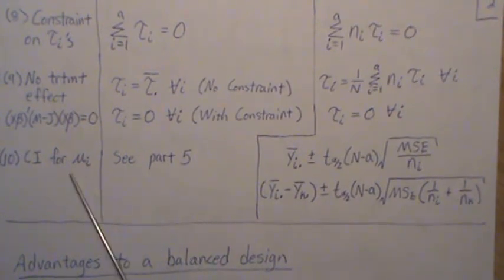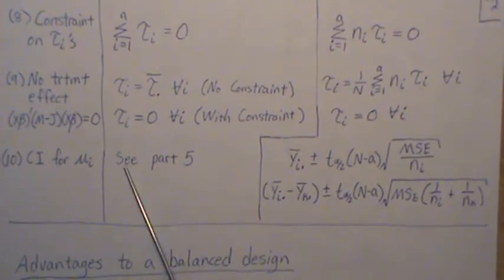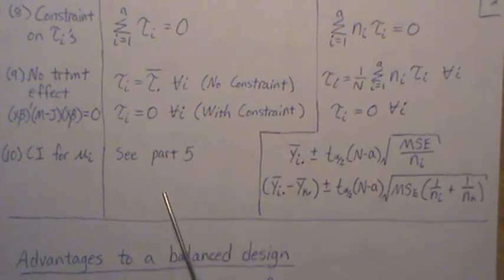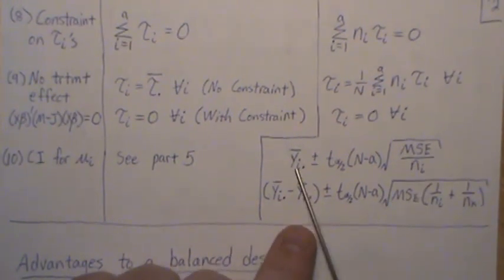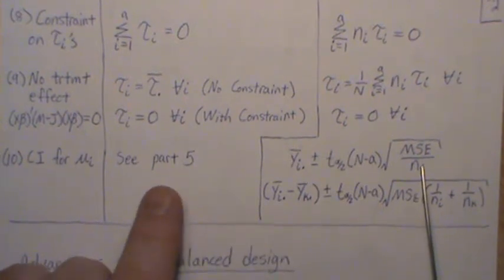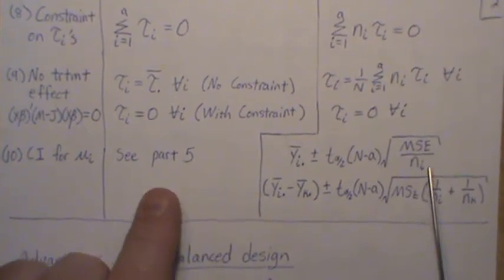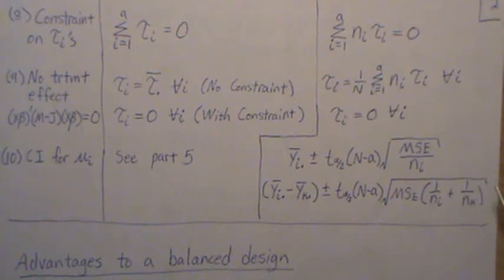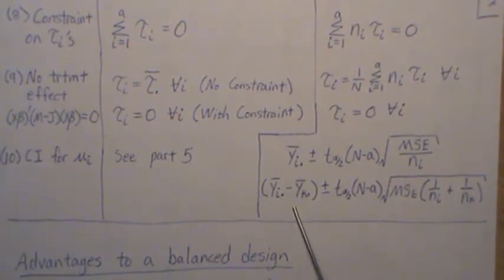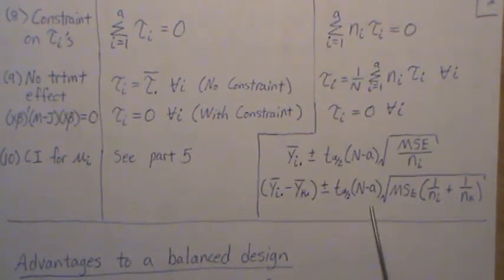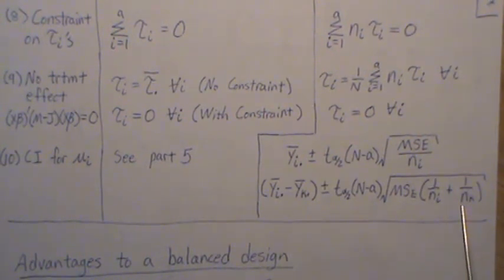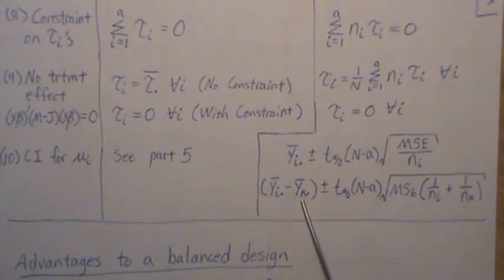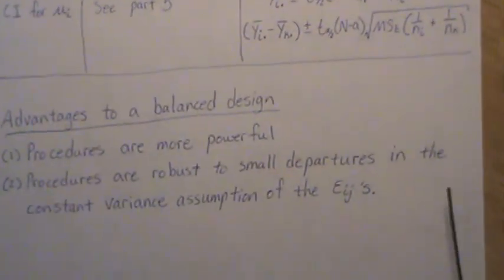The confidence interval for the treatment effect, I'm going to point you to part 5 for the balanced case. The unbalanced case is we just use the sample sizes for the treatment means, where in the balanced case it's just n, because they're the same sample size for each treatment group. And here, if you look at the difference of means, really it just plays a part here where you're factoring in the sample sizes for the ith and kth treatment group.